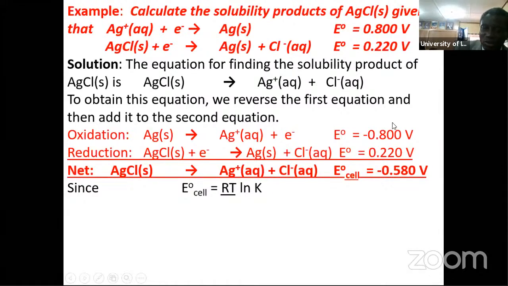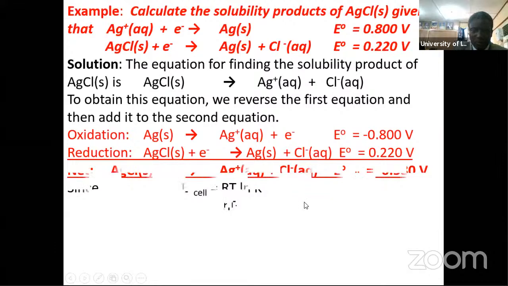And if you add this one together, just like you have done here, your E0 cell is equal to 0 minus 0.580 volts. So that is the value of your E0 cell. You now have to substitute into that equation to determine your solubility product.